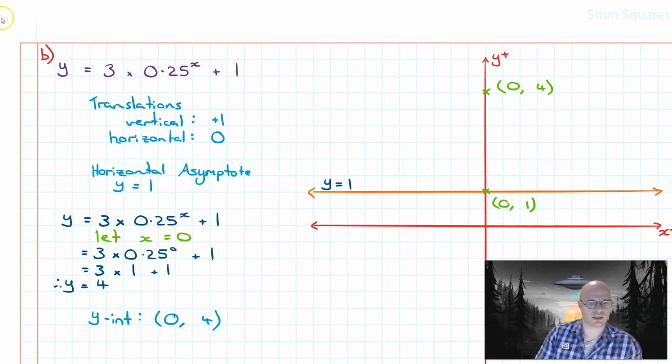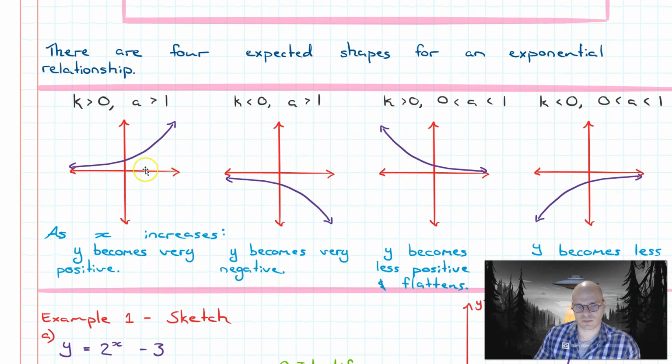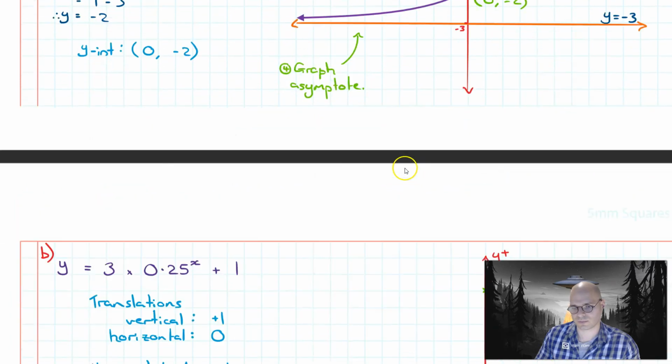There we go. And then finally, what we need to do is match the expected shape to the points that we currently have on this plot. So I've got 3, so our k is 3, and our base is 0.25. So going up, you can see that k is greater than 1, but a is less than 1. So k is greater, a is less, but still above 0. So we're going to get this shape over here. So y becomes less positive and flattens. It starts out really big and goes down.